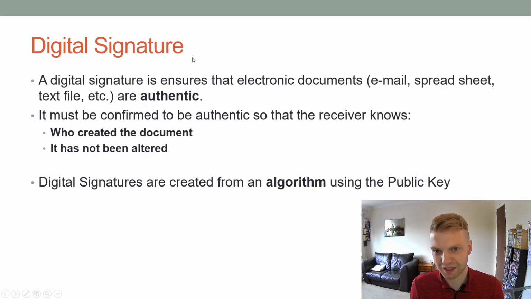It's to make sure it's authentic, to make sure you know who sent it, like I just said, and it has to be confirmed, so you know that it's made by the right person and it hasn't been altered in any way. Now that's really important as well. And the digital signature won't match if the document has been altered in any way, shape or form. And it's created through some sort of algorithm using the public key. We're not going to talk about it because I don't know how it works. Again, it's a lot of complicated math.